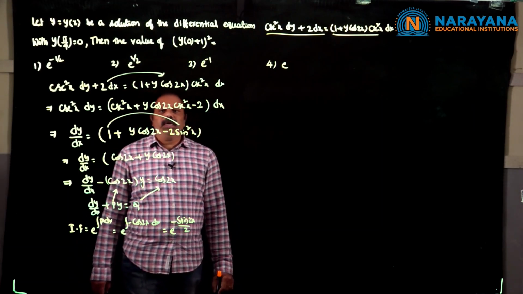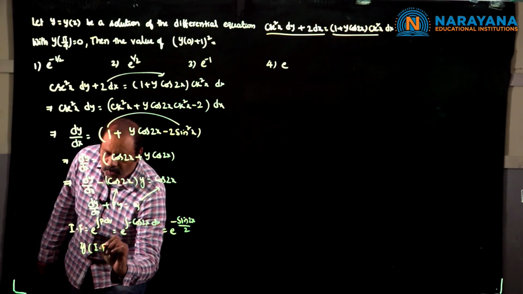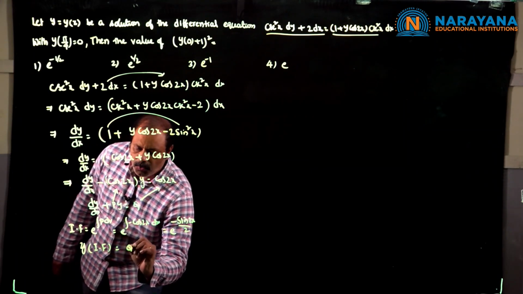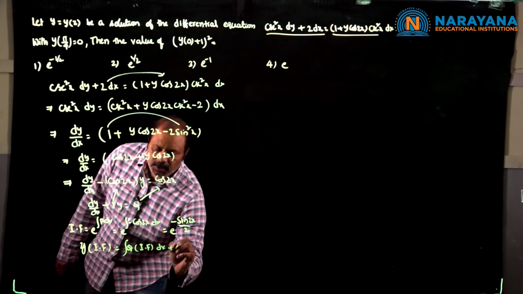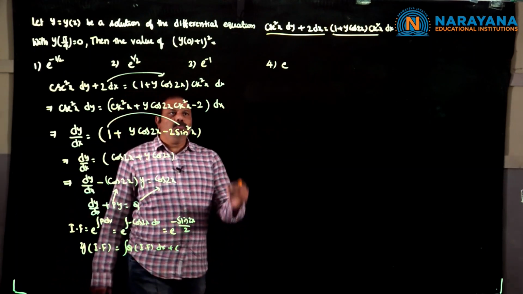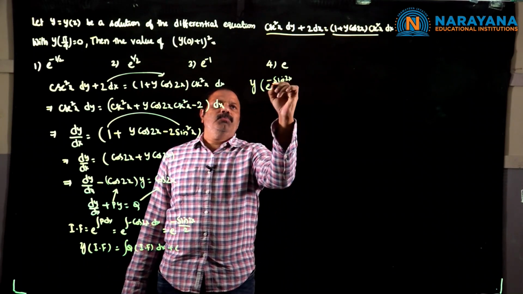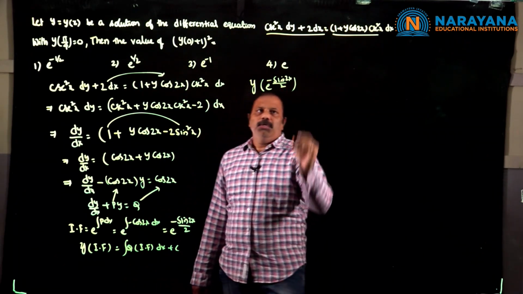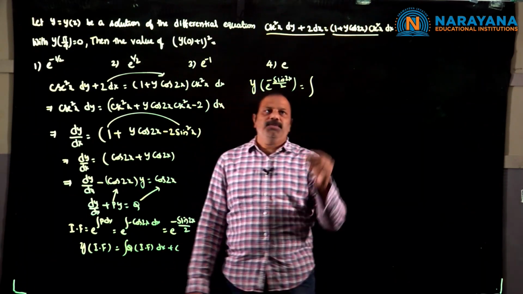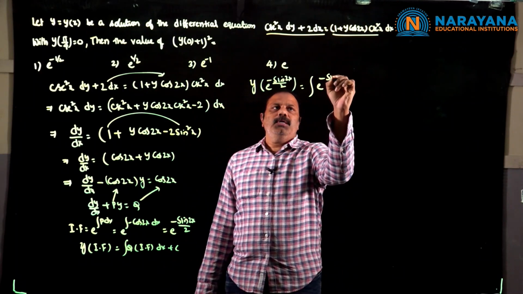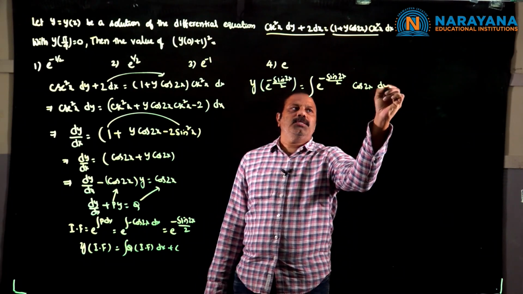By writing the solution for this, the solution is given by y into integrating factor equals q into integrating factor dx plus c. Now y into e power minus sin 2x by 2 is equals to integration of q, which is nothing but cos 2x. So e power minus sin 2x by 2 into cos 2x dx.